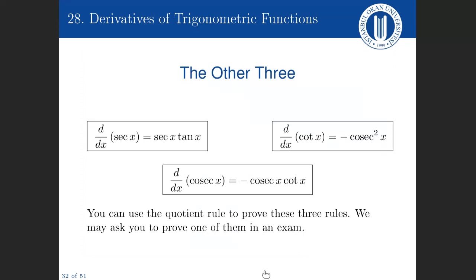The other three formulae that you may need. The derivative of sec is sec x tan x. The derivative of cotan x is minus cosec squared x. And the derivative of cosec x is minus cosec x cotan x. It's possible to use the quotient rule to prove all three of these rules. Sometimes I ask you to do one of these in an exam. Sometimes I don't. I haven't decided yet if this year's final exam will ask you to prove one of these. So just in case I do ask that, I advise you to practice them beforehand.